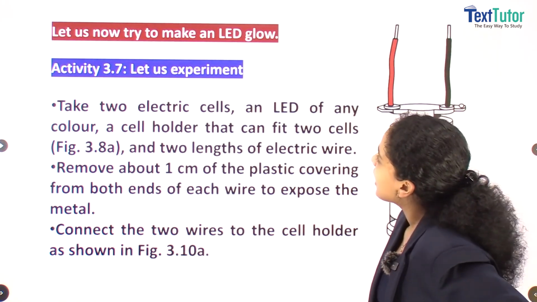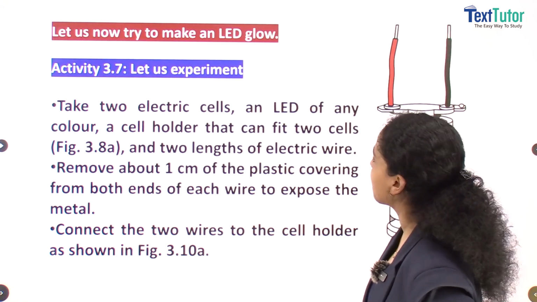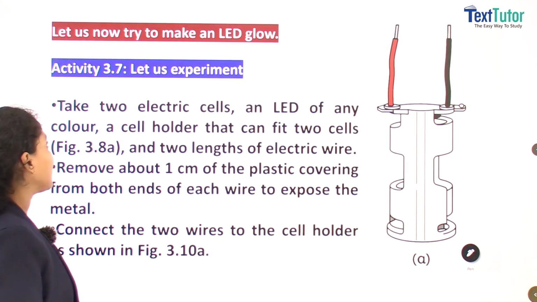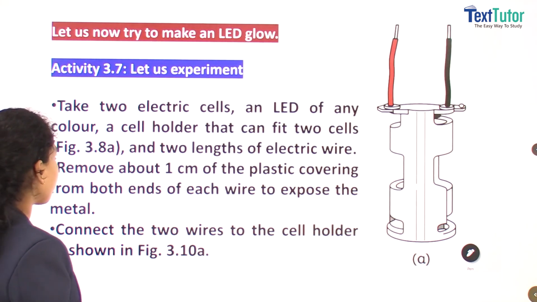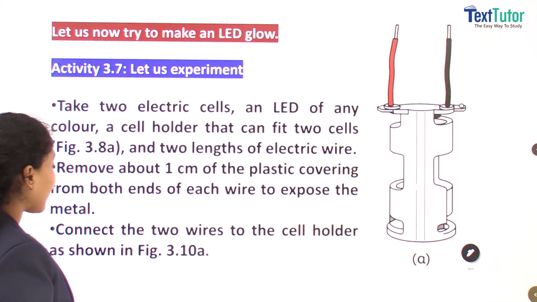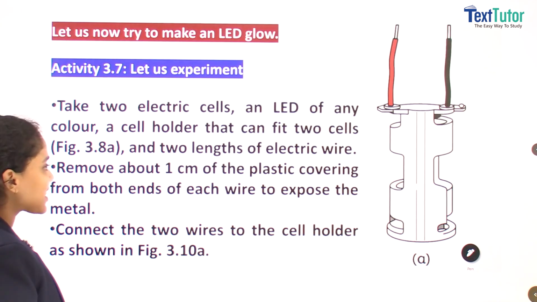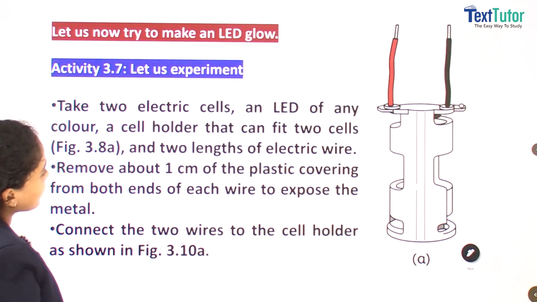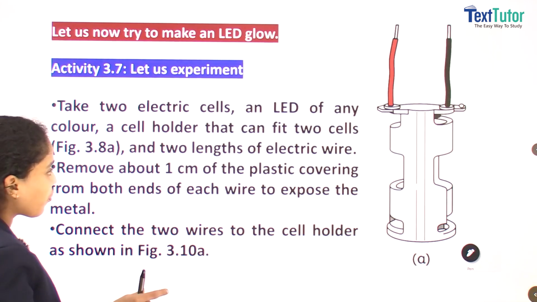Next one. Let us now try to make an LED bulb. Let us experiment. Take two electric cells, an LED of any color, a cell holder that can fit two cells, and two lengths of wire. Here you can see a cell holder.